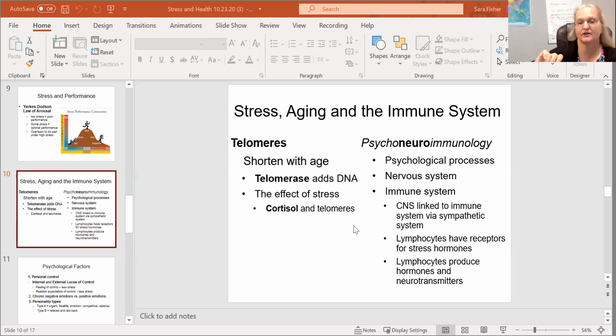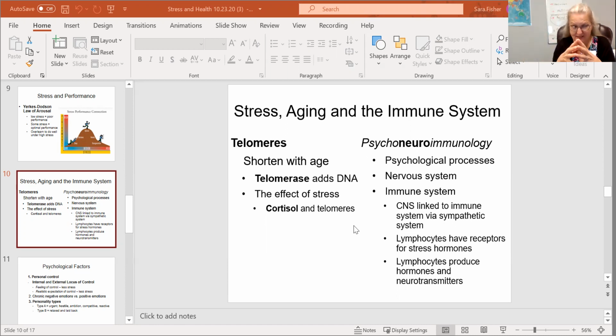Then you have this term over here called psychoneuroimmunology. It's a fancy way of talking about the relationship between what's going on in your head, your central nervous system, and your immune system. So your central nervous system is linked to your immune system and to your glands, because it's your glands that secrete all of your hormones by way of your sympathetic nervous system. Your sympathetic nervous system is the one that acts quickly.